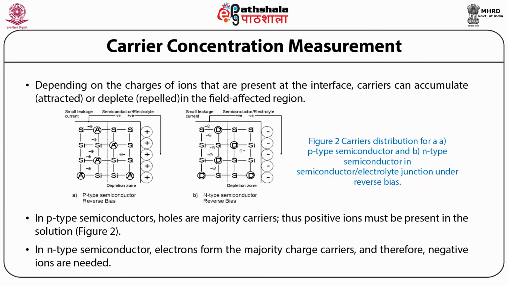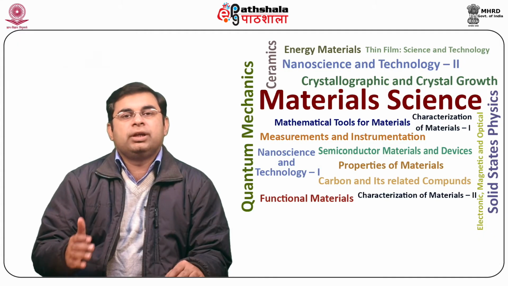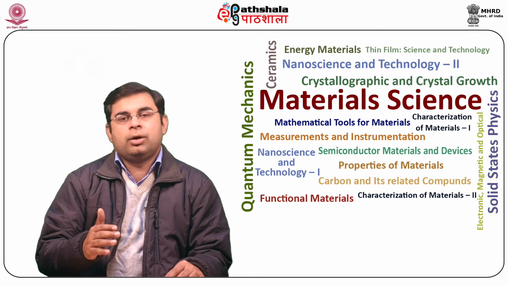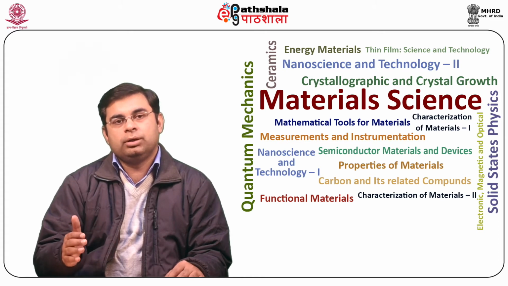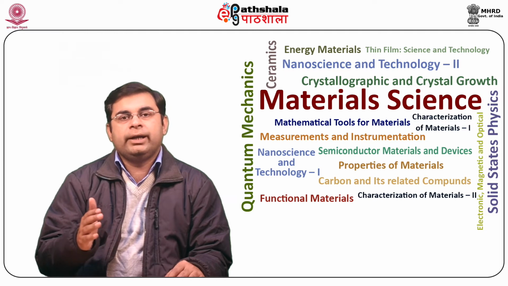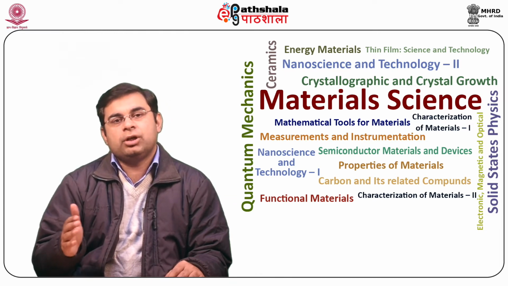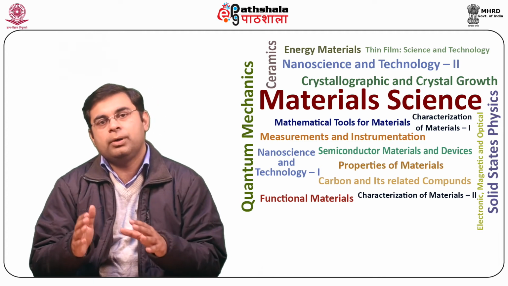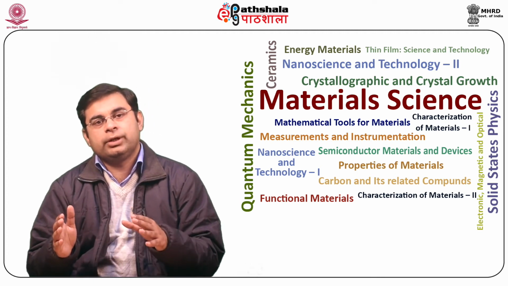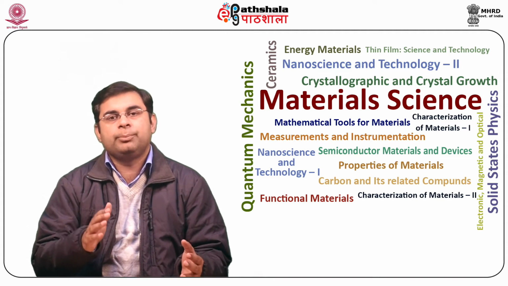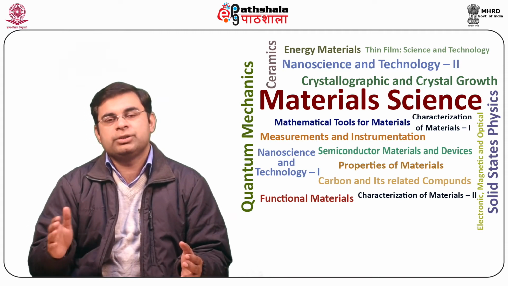In an n-type semiconductor, electrons form the majority charge carriers and therefore negative ions are needed. So, the semiconductor needs to be more positive than its equilibrium value as shown in figure 2. If the electrolyte is concentrated, normally greater than 0.1 molar, the semiconductor electrolyte interface acts as a Schottky junction. The potential drop across the Helmholtz layer is constant and the surplus applied potential drops across the depletion layer.